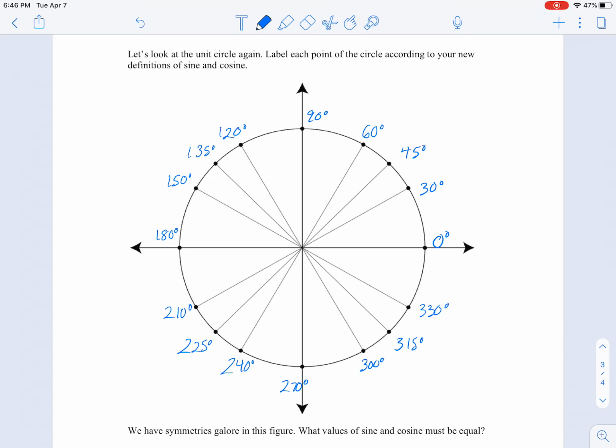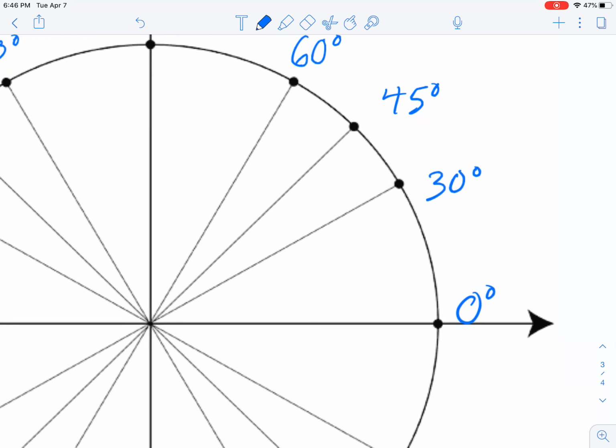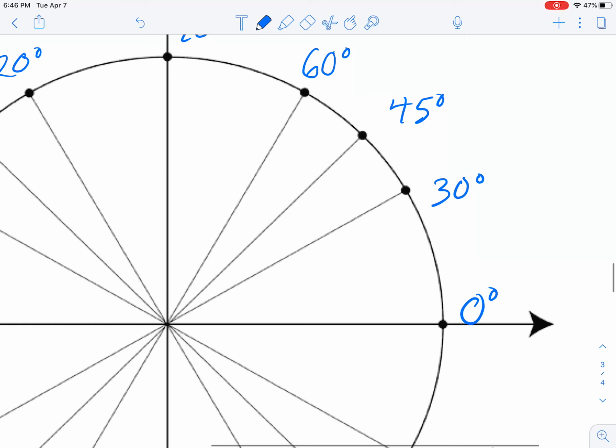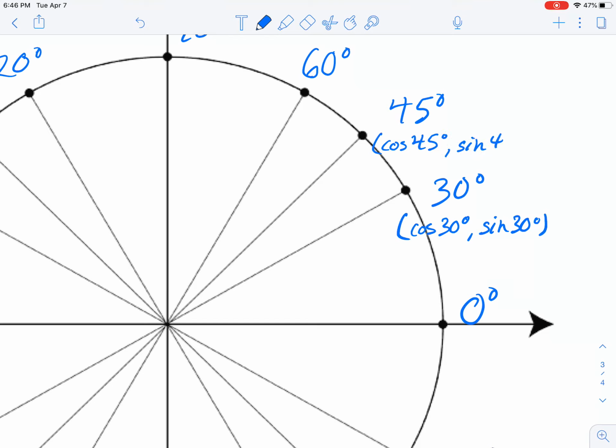So for each of these points, it's got a sine and a cosine value. So if we were to zoom in and get a little more granular here. For instance, the coordinates of this point at 30 degrees would be cosine 30 degrees, sine 30 degrees. Similarly, the point here, cosine 45 degrees, sine 45 degrees. Once more, I'm going to continue labeling the entire circle this way.